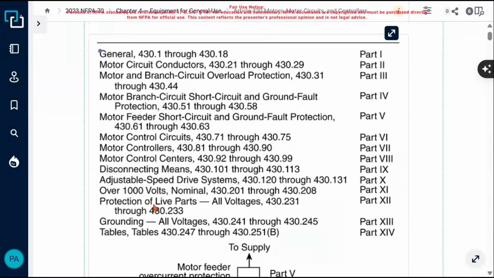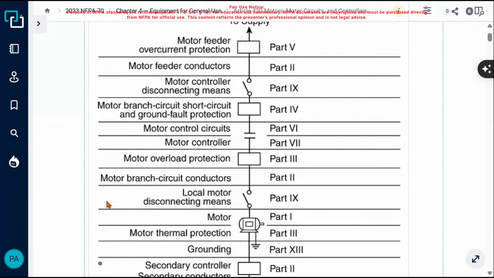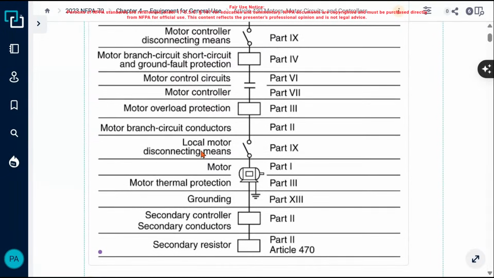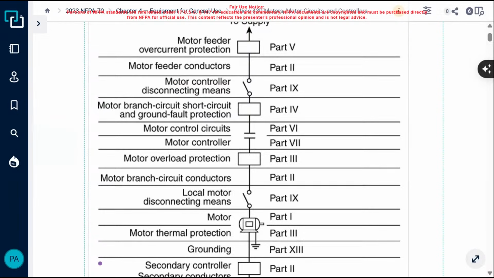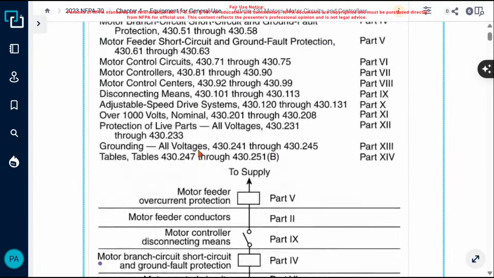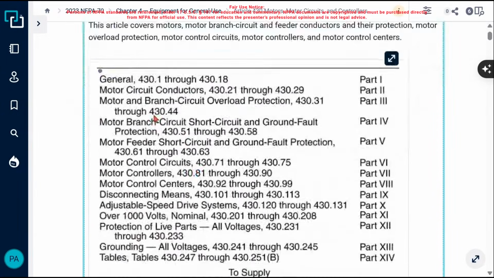So let's go on down here. And here we see kind of a layout of everything here, right? So here's your branch circuit protection, everything right here. We're looking for conductors. So for the conductors right here, motor feeder conductors right here. See it? Motor feeder conductors. Part 2. Go back up here, right here, motor circuit conductors, part 2. All about the conductors, okay?